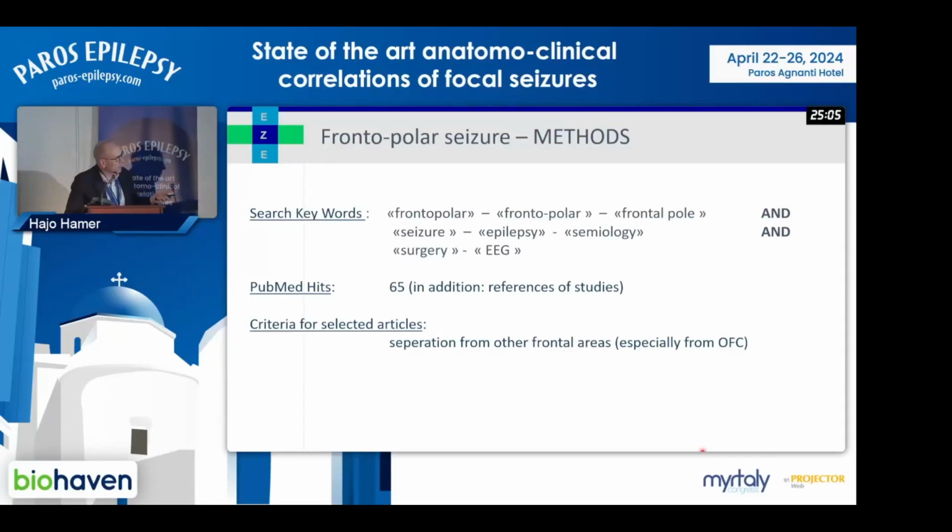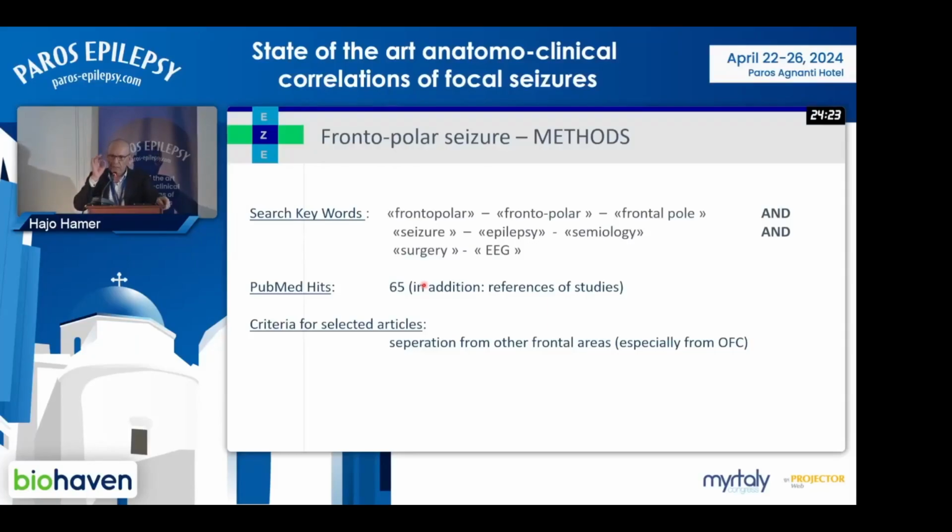I used these strings, and I tried to include different spellings: seizure, epilepsy, semiology, surgery, EEG. I left out some of these terms as well, and I came up with only very few references, and I reviewed them all. I checked the references in these papers, and it didn't increase. That's why I picked only one selection criterion.